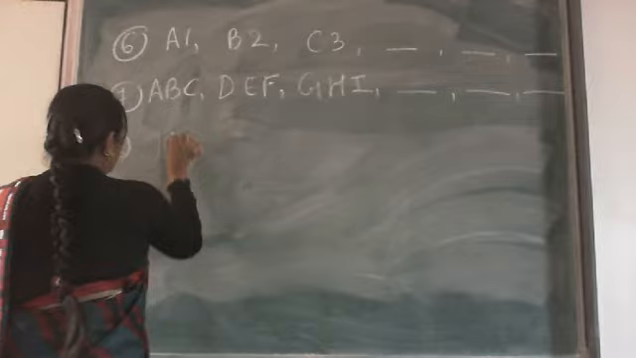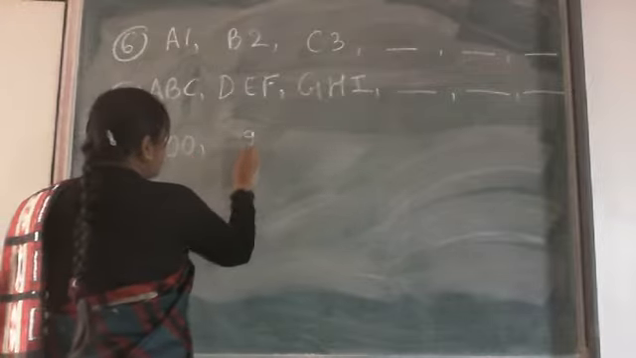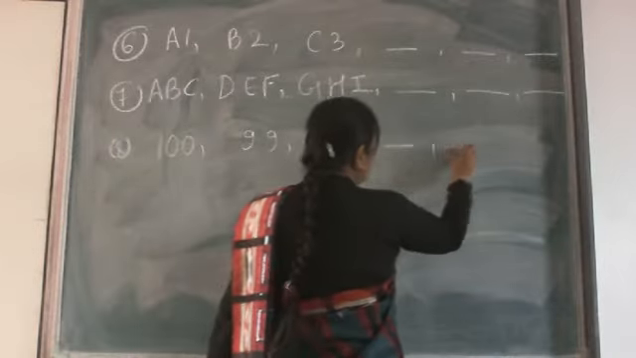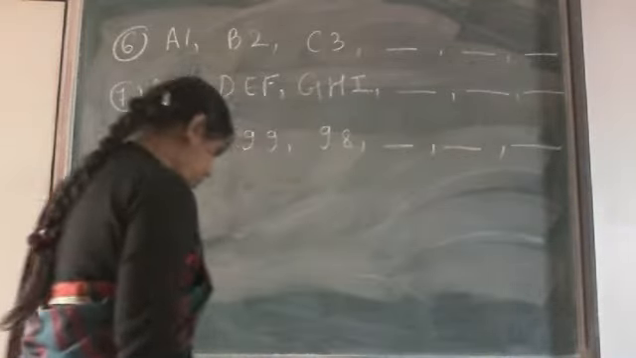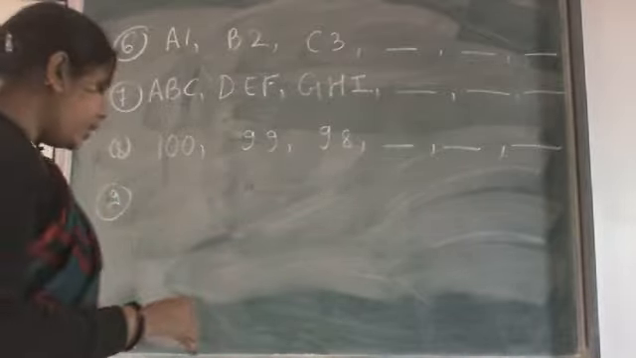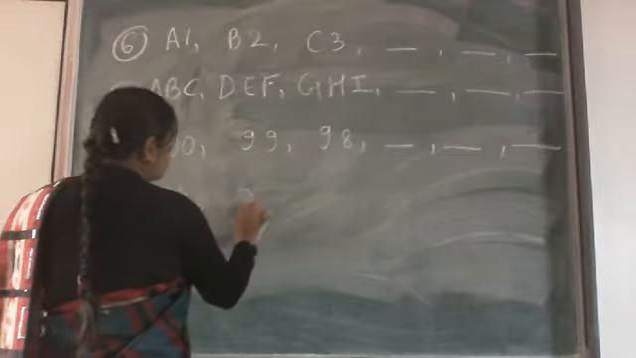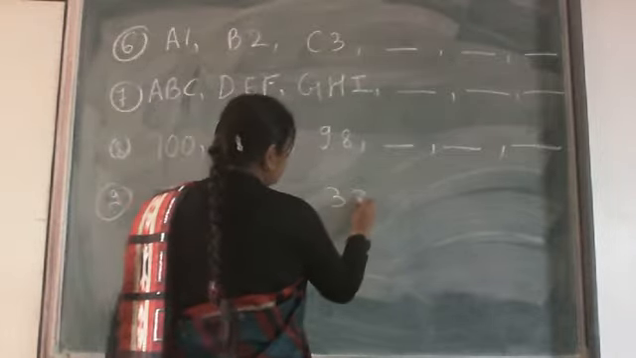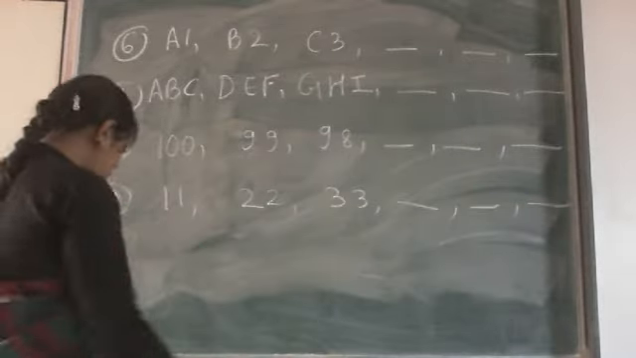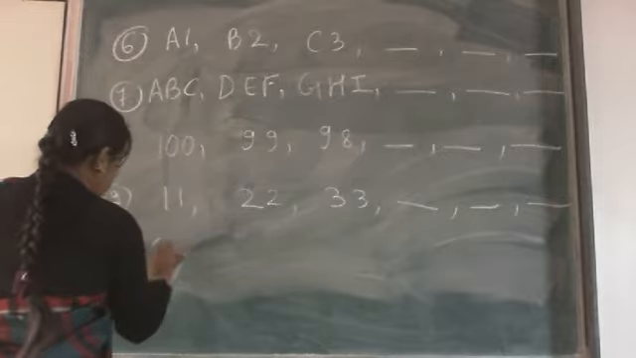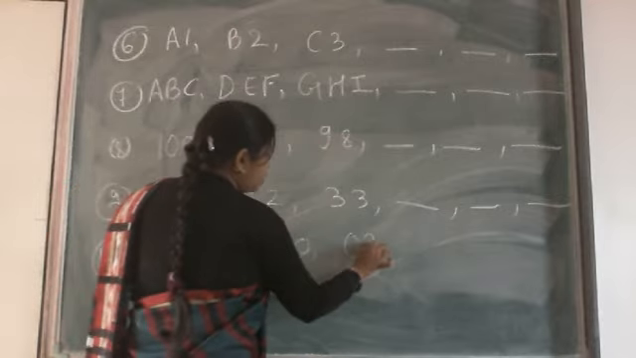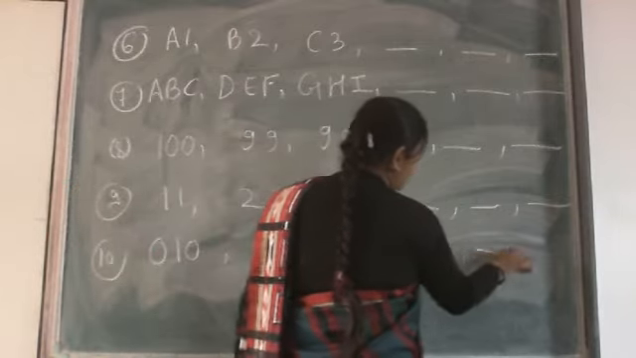8, 100, 99, 98, dash, dash and dash. 9, 11, 22, 33, dash, dash and dash. Now the last is 10, 010, 020, 030, dash, dash.